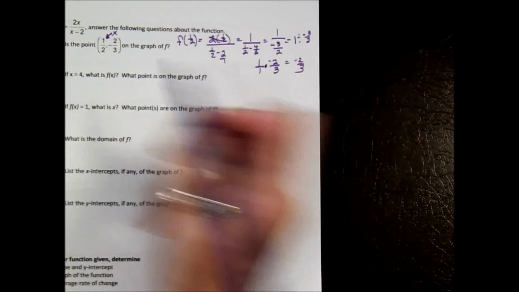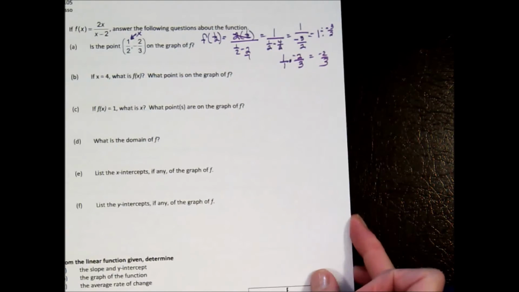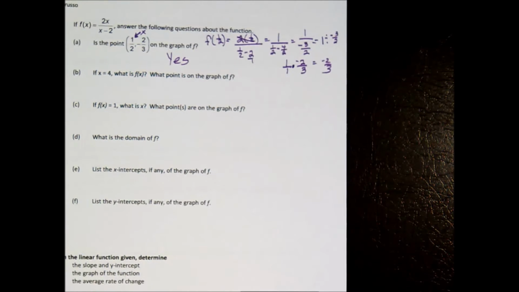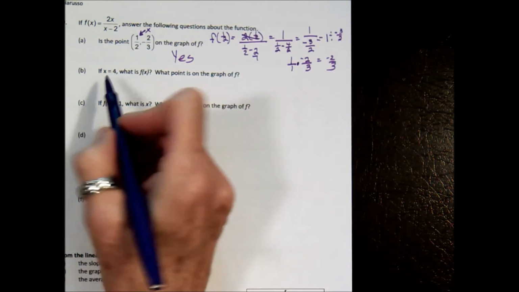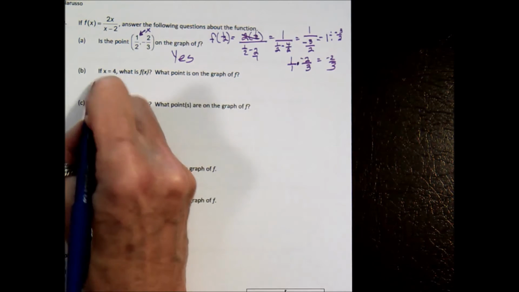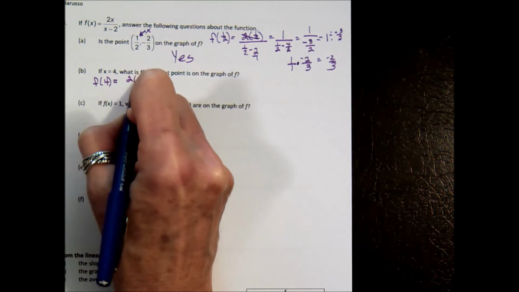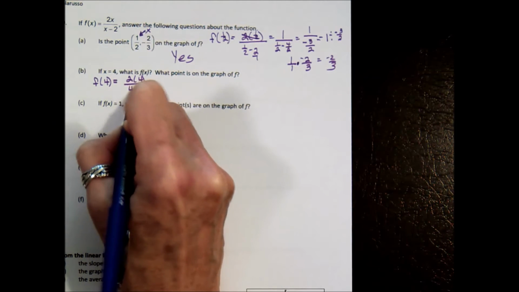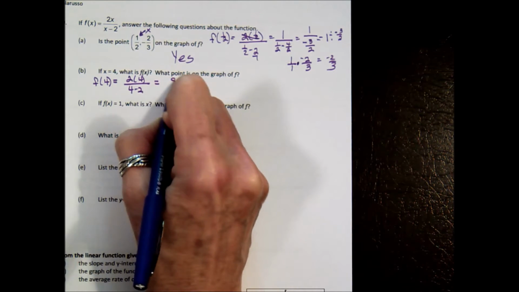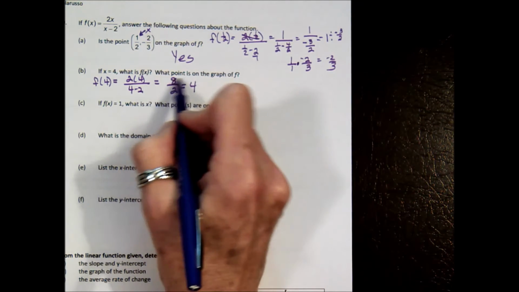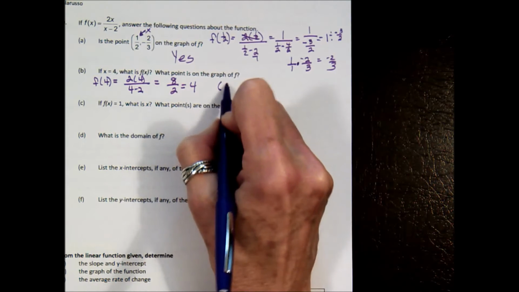So that's what I was supposed to get. So is that point on the graph? Yes, it is, but it was a little harder to check than the last one we did. If x is 4, what is f of x? So I want f of 4. That would be 2 times 4 over 4 minus 2, or 8 over 2, which is 4. So what point is on the graph? The point 4, 4 is on the graph.